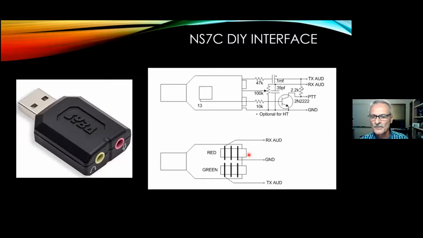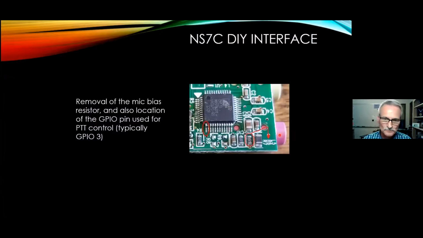So here's, again, our receive audio signal. We've got ground here. We've got our transmit audio signal. So this is the speaker output of the green connector. This is the red connector, or the microphone input connector. And all we have to do then is add this additional line inside of here. Now here's where it gets ugly if you're not good at soldering.